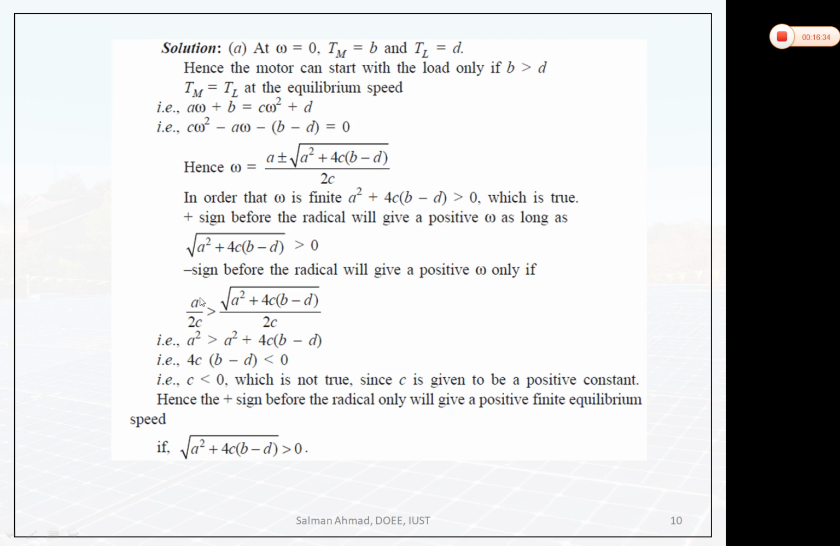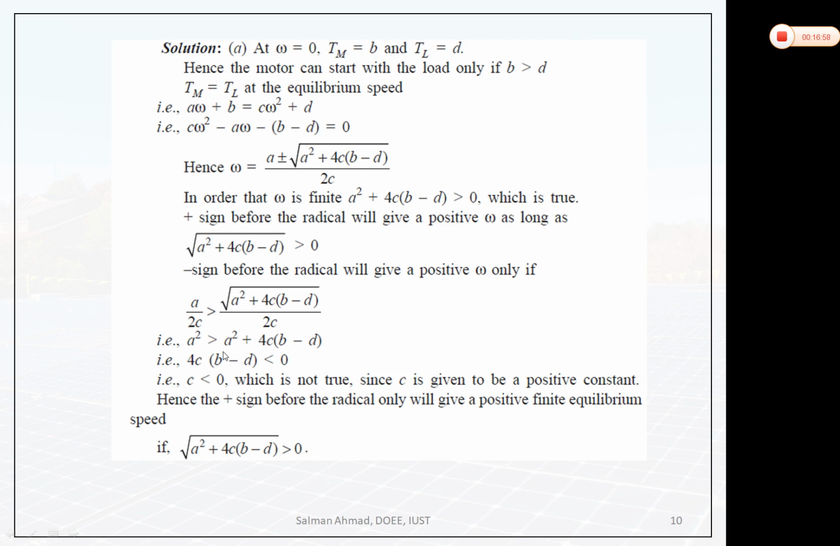Squaring both sides, since 2c is a non-zero number we can cancel it out from both sides. Now a square is greater than a square plus 4c times b minus d. Simplifying, 4c times b minus d must be negative. Okay, from this relation we are getting this, but this is not possible because b is greater than d.